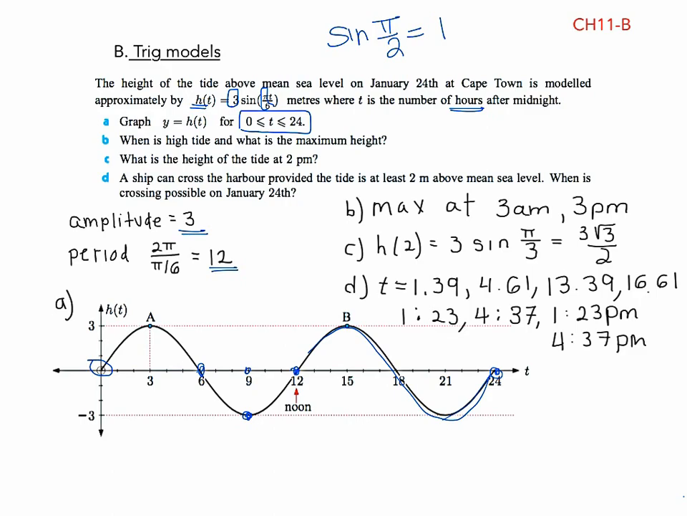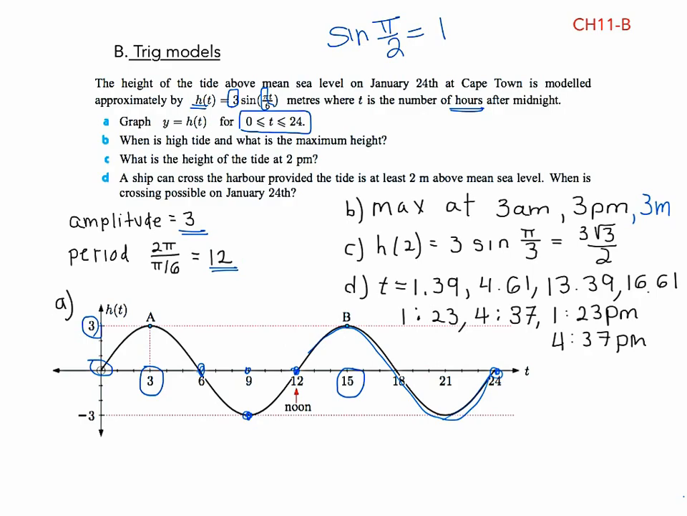B, when is high tide and what is the maximum height? High tide is at 3 a.m. and 15, which is equivalent to 3 p.m. The height of these will be 3 meters. So max at 3 a.m. and 3 p.m., the max height will be 3 meters.